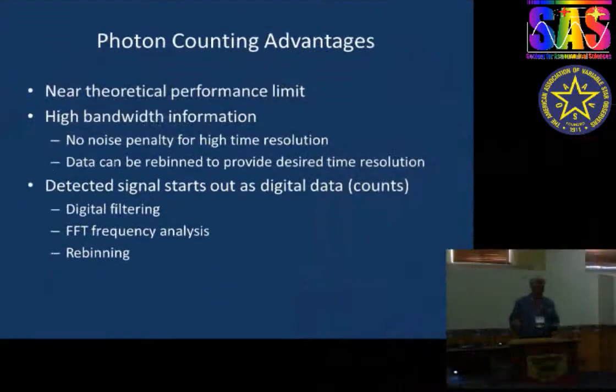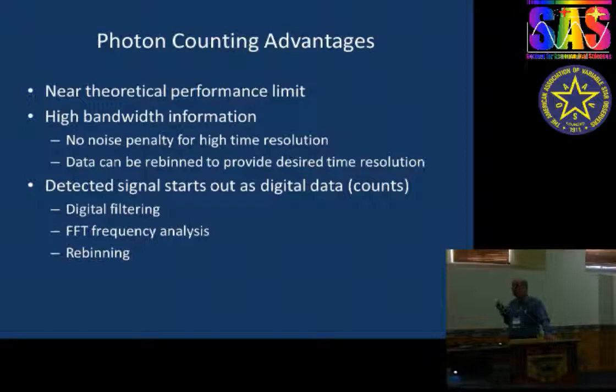Just a very brief review of some of the advantages of photon counting. I understand there are disadvantages too, but the first thing is near theoretical performance. That means, to me, that if you can count all the photons that are coming into the telescope in the bandpass that you're interested in, you can do no better than that. The PMTs these days certainly don't count all the photons. There's a quantum efficiency of only 25% or so, but the noise is essentially zero, so you can get near theoretical performance on that basis.